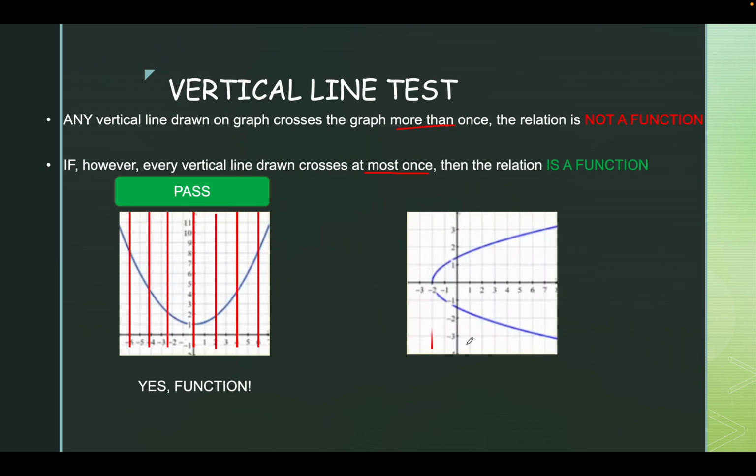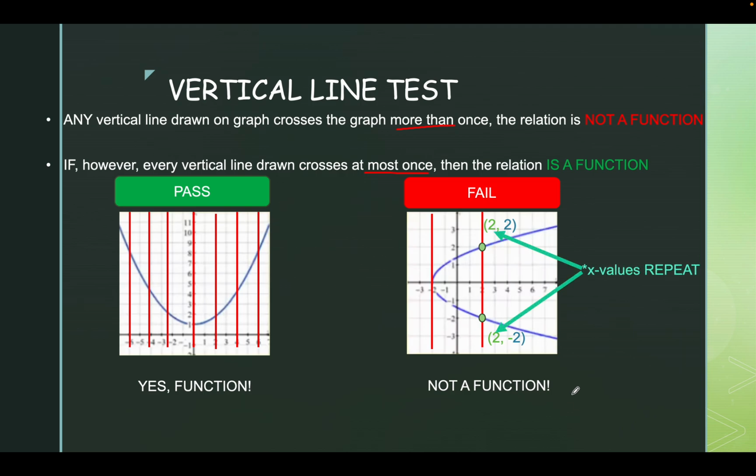Moving on to this example, if I draw a vertical line, it crosses once there. When I get here, notice that it crosses 2 different points on the same vertical line at 2, 2, and 2, negative 2. This fails the vertical line test. Therefore, it is not a function. What we've talked about before is when the x values repeat, it's not a function. So this is not a new concept. It's just a new way of looking at a graph and doing a vertical line test to see if the x values repeat.